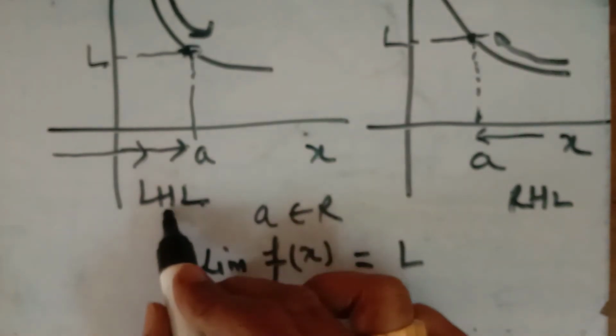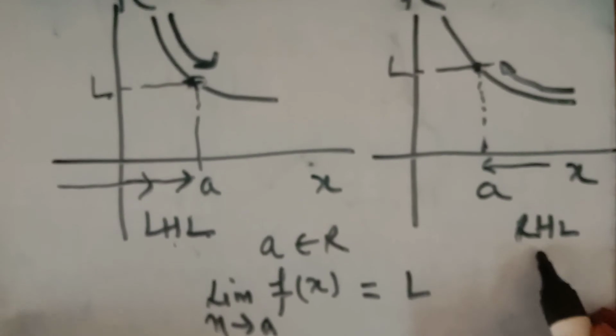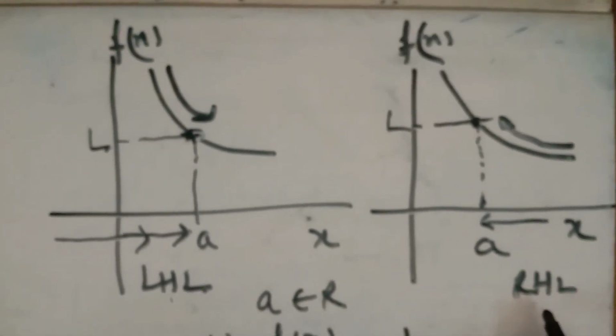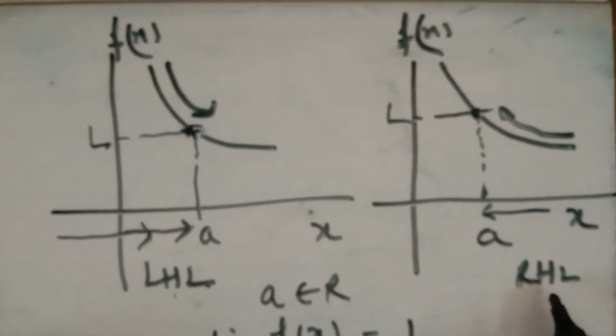Now this is known as the left hand limit and this is known as the right hand limit, as I have told you in the previous solved example of the limit I have taken.